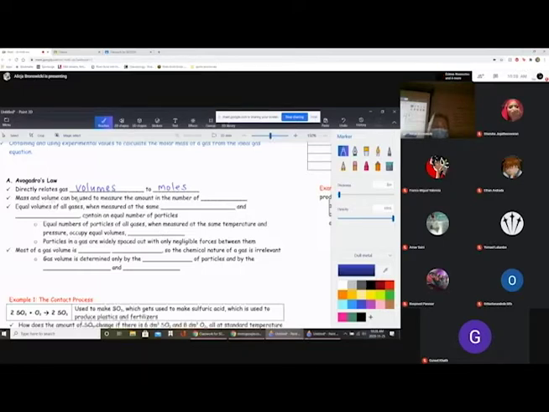Mass and volume can be used to measure the amount in the number of moles. What we've been doing is we have some moles and we've turned it into grams, or we have some grams and we've turned it into moles. Well, what about liters? What about milliliters? Can we turn those into moles? Let's say I have 100 milliliters of carbon dioxide. Can I turn that into a quantity in moles?